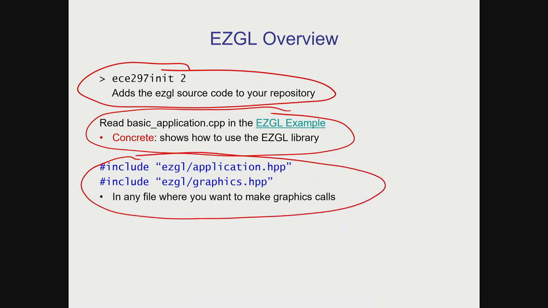In any file where you want to make graphics calls, you include these two header files. ECGL application.hpp is basically about getting the window set up and creating things like buttons. And graphics.hpp is about being able to visualize, draw lines, polygons, set colors, and so on. You need both of those to talk to the graphics library.